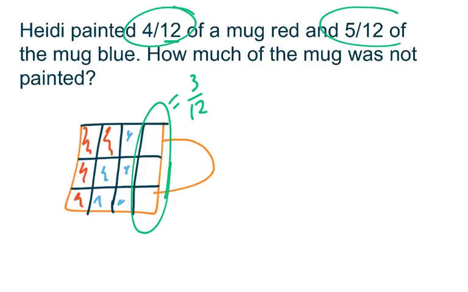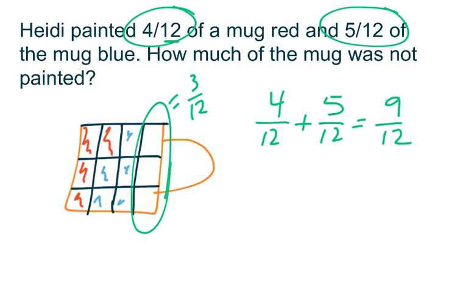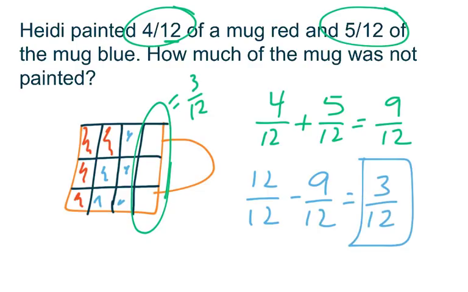So I could take my 4/12 and my 5/12 and add them together, and if I have 4/12 plus 5/12, I'm going to get 9/12. And then if one whole is equivalent to 12/12, I can subtract my part that's painted, and I'm left with 3/12. So either way, drawing a picture or doing some math, we're still going to end up with 3/12.